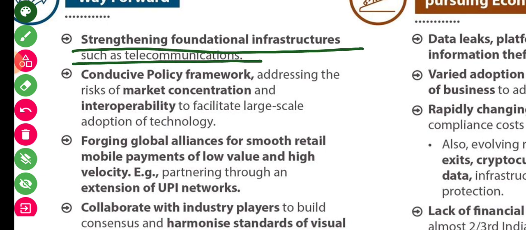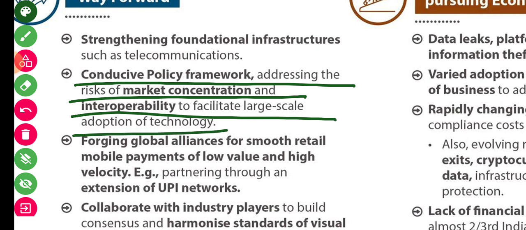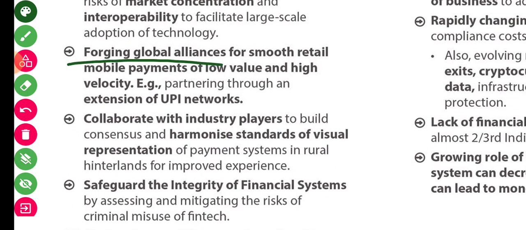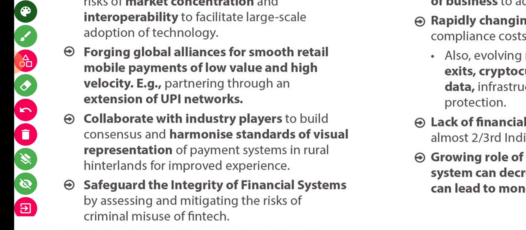Strengthening foundational infrastructure such as telecommunications, and a conducive policy framework addressing the risks of market concentration and interoperability to facilitate large-scale adoption of technology. So keep this in mind. Forging global alliances for smooth retail mobile payments of low value and high velocity, partnering through an extension of the UPI network. Next is to collaborate with industry players to build consensus and harmonize the standards of visual representation of payment systems in rural hinterlands for improved experience.